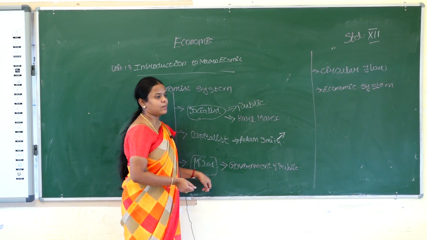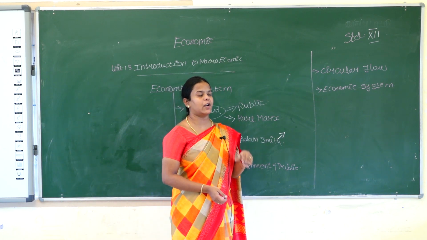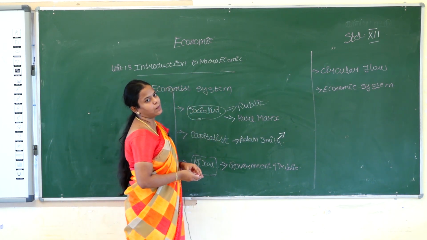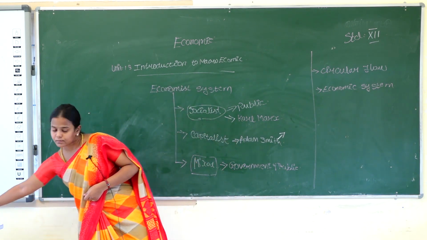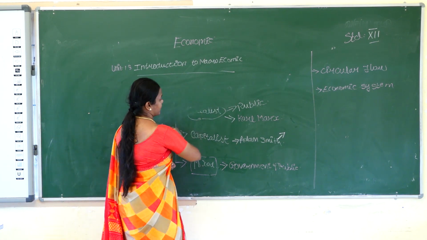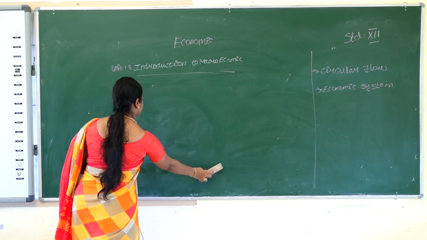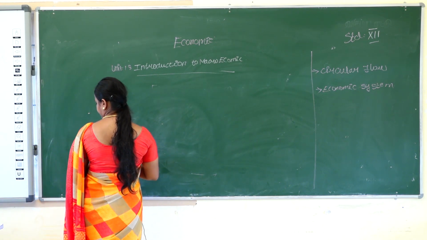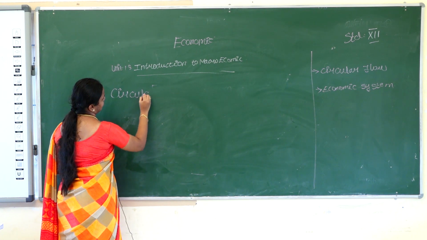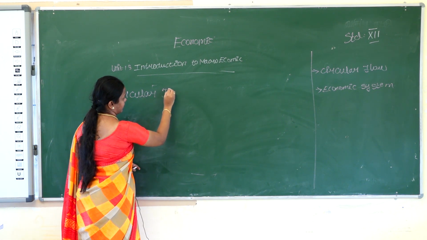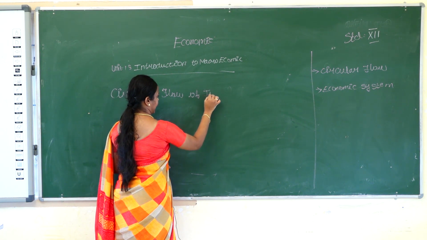Next, a mixed economy is a combination of what? The capitalist economy and the socialist economy. Next, we are going to see the second topic, the circular flow of income.